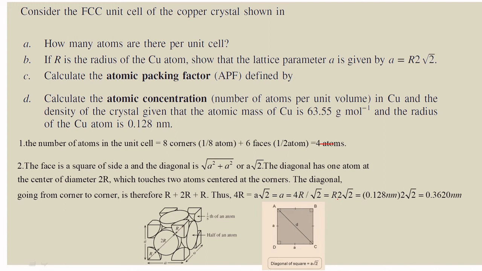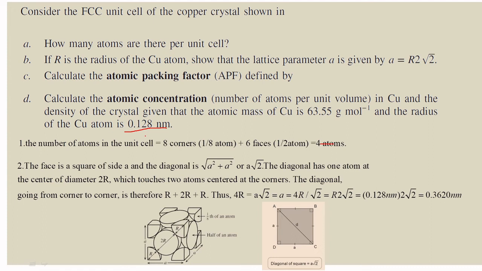What is R? R is 0.128 nanometer. The radius is given in the problem, that is 0.128 nanometer. So just multiply, and you will get 0.3620 nanometer.